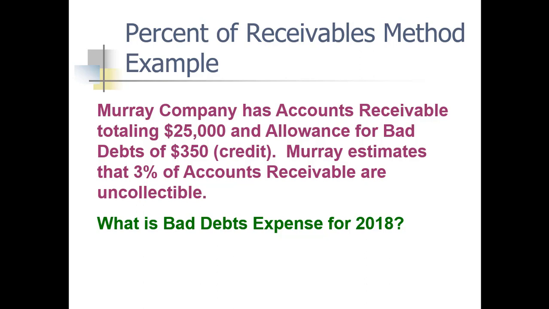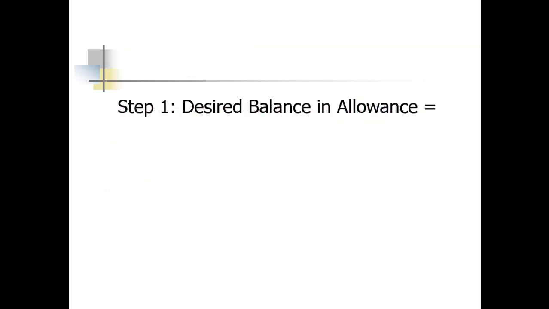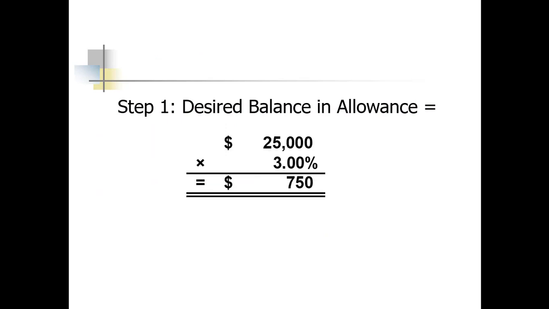We'll kick it off the same way we did with the percent of sales method, in that we'll just punch our numbers through our quick formula here. The only difference is, instead of multiplying sales by that percentage, we're going to multiply accounts receivable by that percentage. So accounts receivable of $25,000 multiplied by 3%, that tells us in step number 1 the desired balance of this allowance account, 25,000 times 3%, or $750. So what we're saying, one more time, is we want the allowance account to have a credit balance of $750.